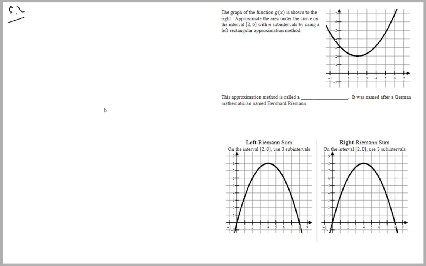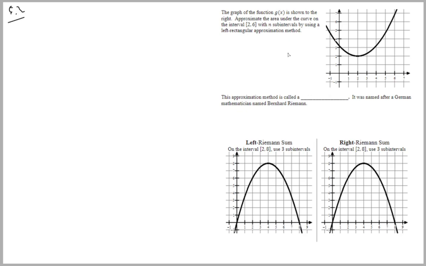So on the graph, let's just do an example. The graph of the function g of x is shown to the right. Approximate the area under the curve on the interval 2 to 6 with n subintervals by using the left rectangular approximation method. The left rectangular approximation method means that you start from the left and make a rectangle all the way to your end base, and then go down.